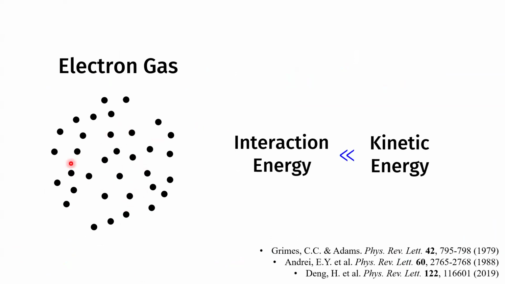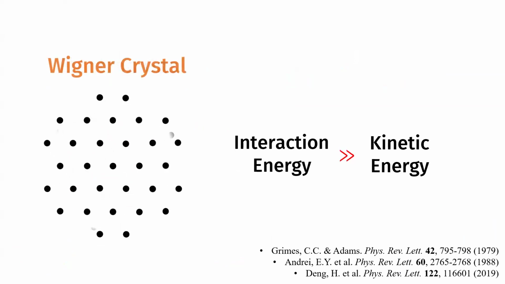So charges that I simply represent here by black dots on the left are in an electron gas state when their interaction energy is much less than the kinetic energy. But if we reduce the kinetic energy enough so that the interaction energy term begins to dominate, spontaneous long-range ordering due to Coulombic interaction occurs and a Wigner crystal is now formed here.